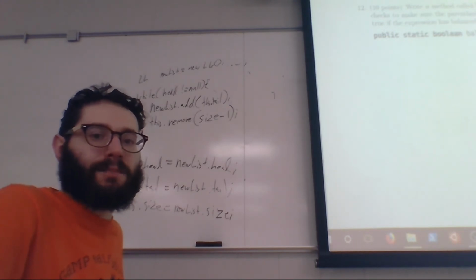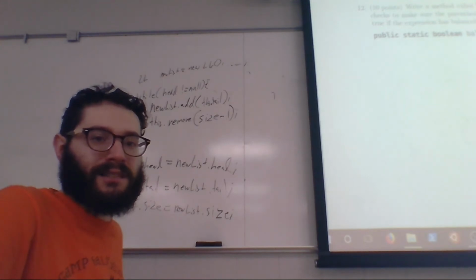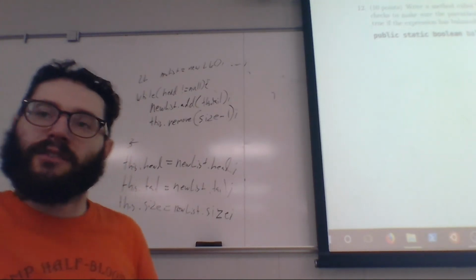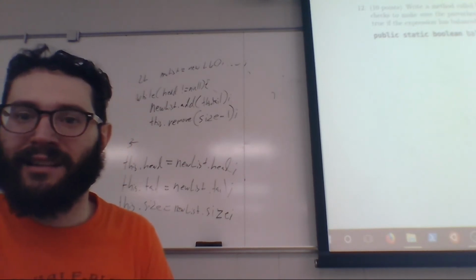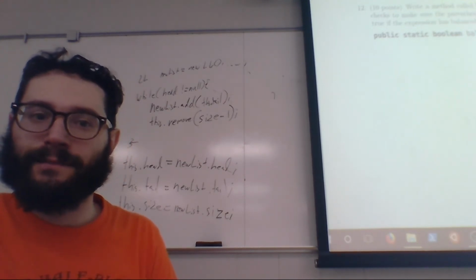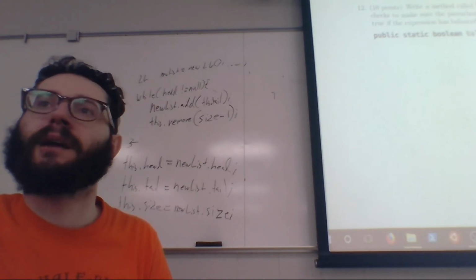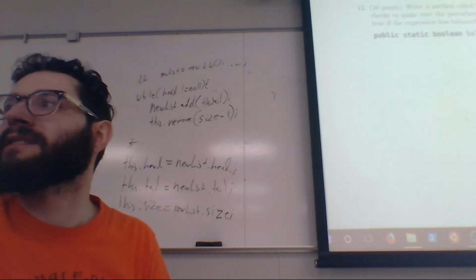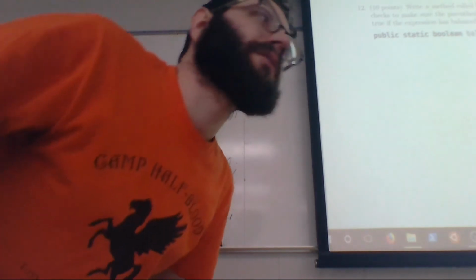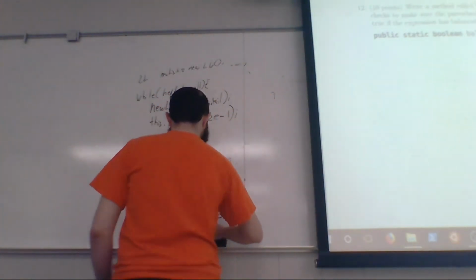Write a method called balanced paren, which is given a string with a bunch of expressions, and checks to make sure that the parentheses, only the parentheses, so you don't have to worry about the brackets and curly braces like I did in class, are balanced. It returns true if the expression has balanced parentheses. Right. So everybody remember this from class? So let me go ahead and write it on the board here.